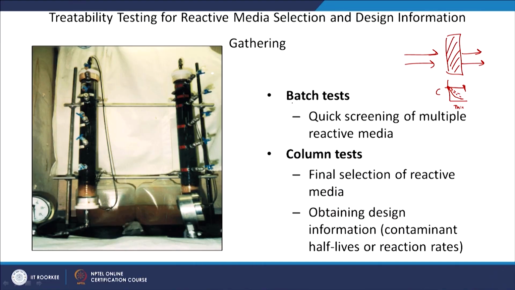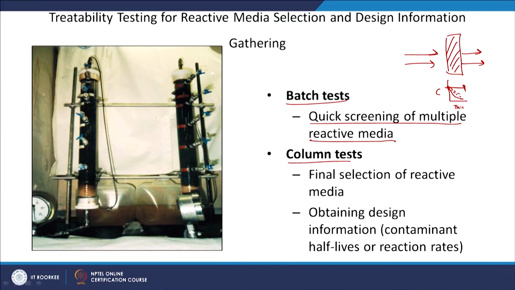So what do we look at? We look at batch tests for multiple reactive media, to see at equilibrium conditions, are they relevant, is there removal or not, and if there is removal, is there sufficient removal or not. Then obviously column tests on some of the screened criteria. Let us say here I end up with 20, and after screening I have 5, and then these will help me come up with the final screening of the reactive media, and to understand retention times or contaminant half lives, and estimate the rate constants.